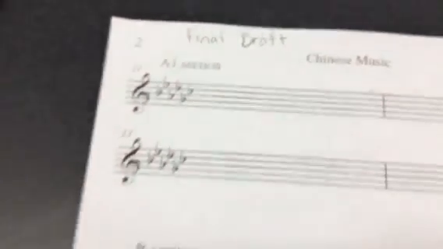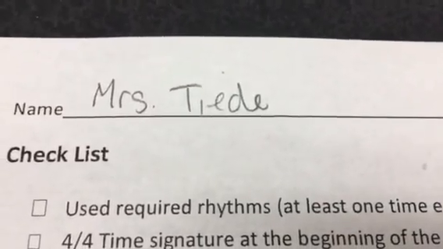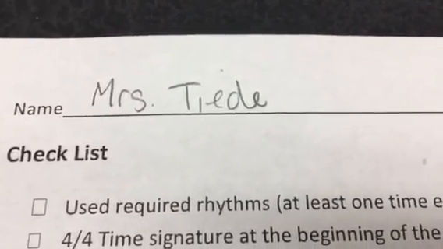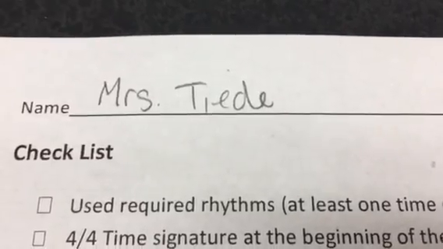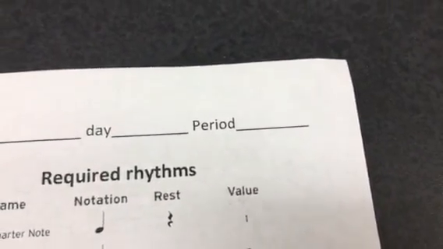Now, flip your white paper over. Up where it says your name, please put your name, not Mrs. Tidy. Make sure you're writing your name. How much do you want to bet somebody's going to write Mrs. Tidy? Write your name. And then over here, write the date and the period, or the day and the period.